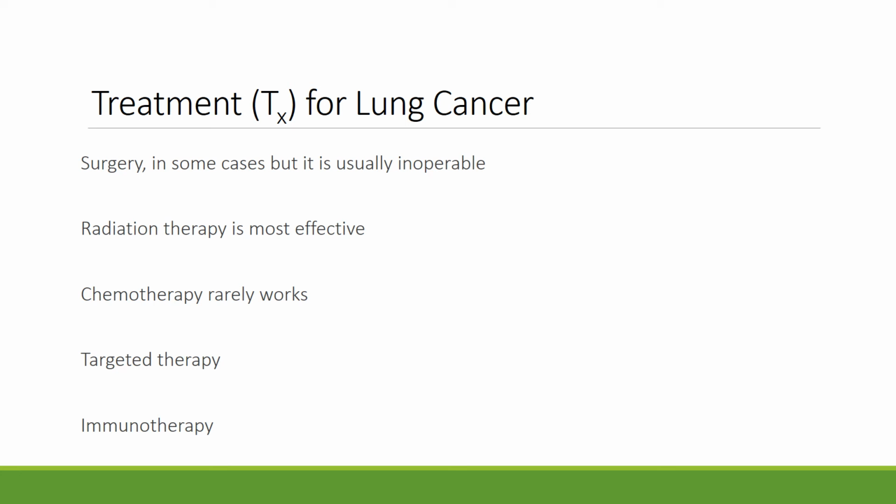When surgery is performed, they can either do a lobectomy, which is the removal of a lobe, and remember that between the two lungs there are a total of 5 lobes, or they can do a pneumonectomy, which is the removal of the entire lung, and that occurs if the tumor is close to the center of the chest. Radiation therapy is the most effective treatment. It's the use of high-energy X-rays or other particles to destroy cancer cells.